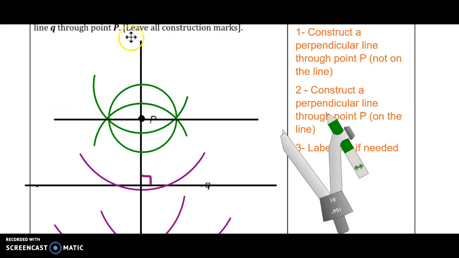So the line we've just made through point P is parallel to Q. And you can pause the video here before we repeat the steps again for the practice problem below.